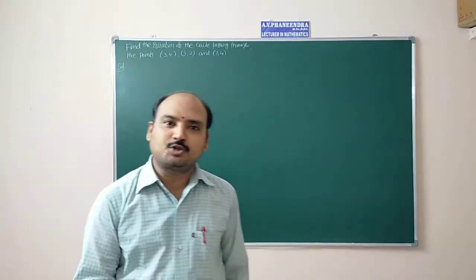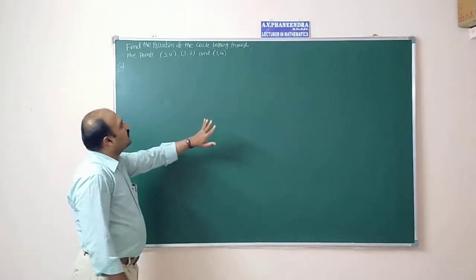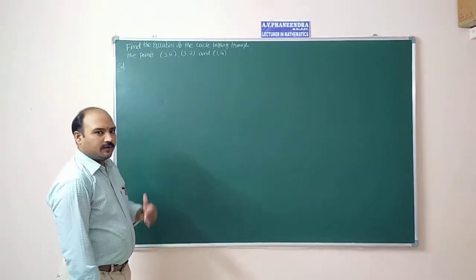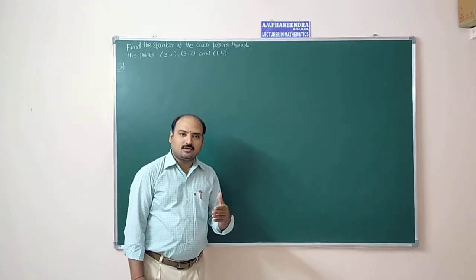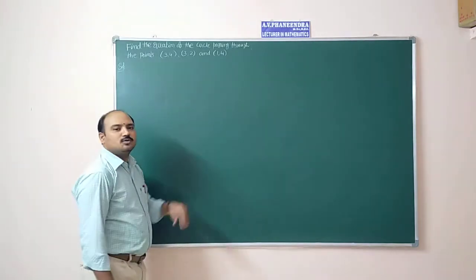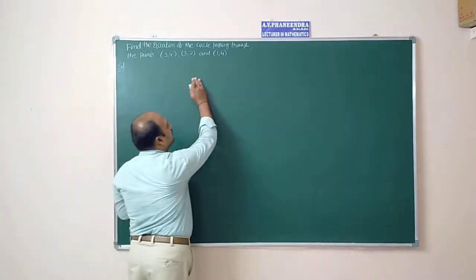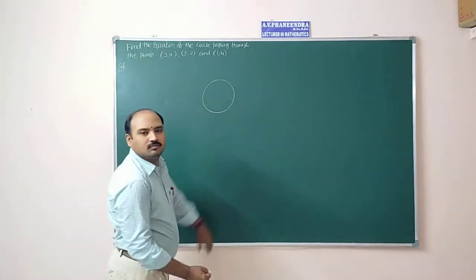Now method 2, same problem. Find the equation of circle passing through the points. In the previous method, we took the general equation of circle to get the equation of circle passing through these 3 points. In this second method, draw the rough diagram of the circle.